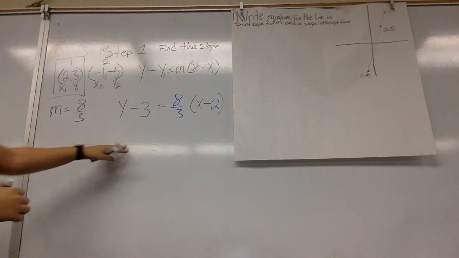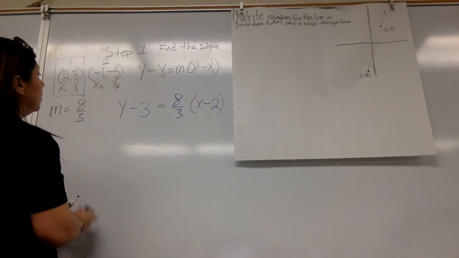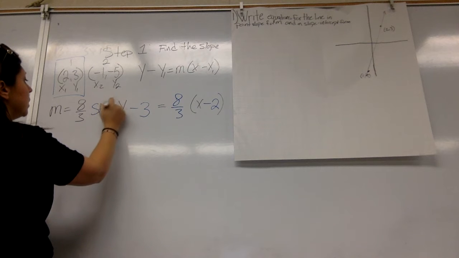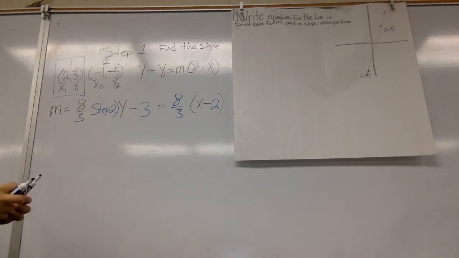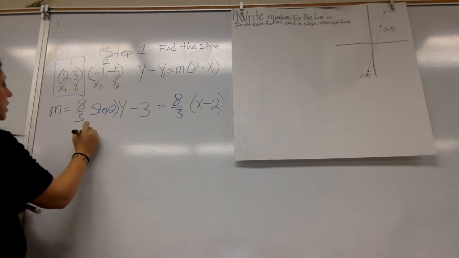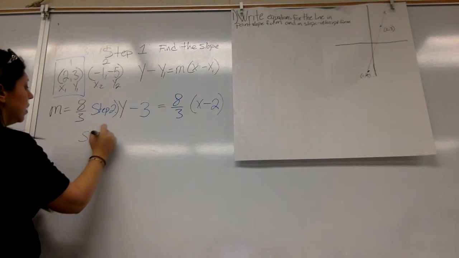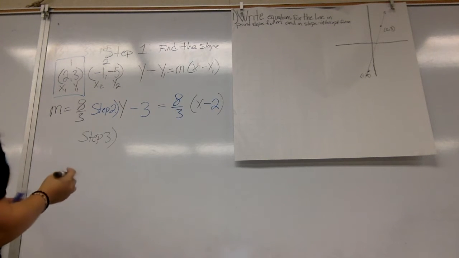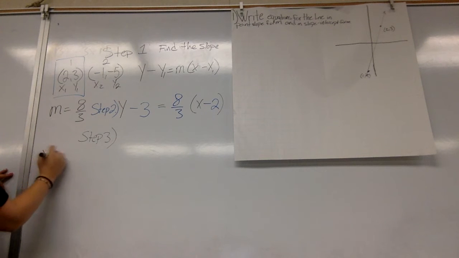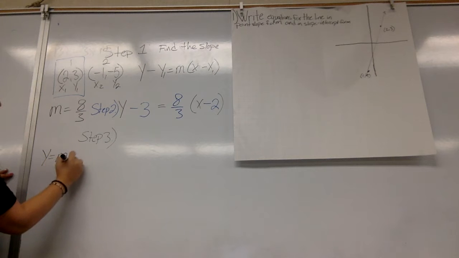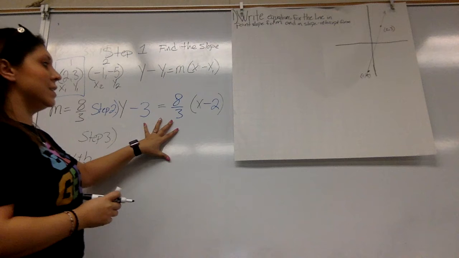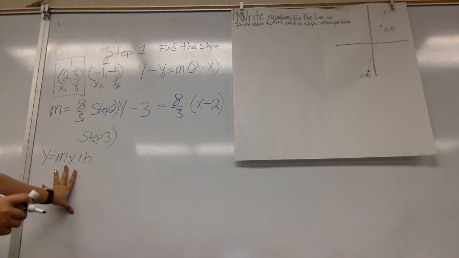Now, this was step 2. So step 2 was to do point slope form. Step 3 is to take this and change it into slope-intercept form. So slope-intercept form is y equals mx plus b. So we need to make this look like y equals mx plus b.